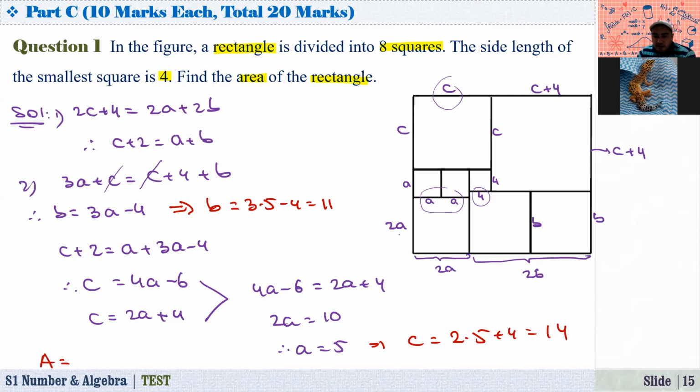Area of the rectangle equals 2 times A plus 2 times B, that is 2 times 5 plus 2 times 11, times the width. What is the width? 3 times A, that is 3 times 5, plus C, which is 14. So that's equal to 22 times 29. That's equal to 638 units squared.